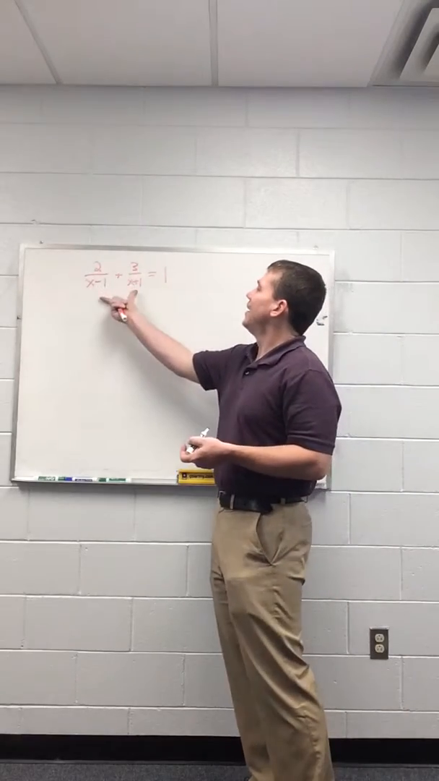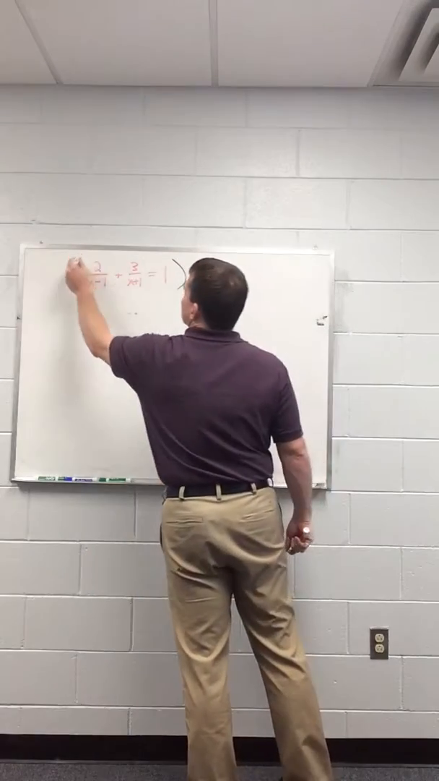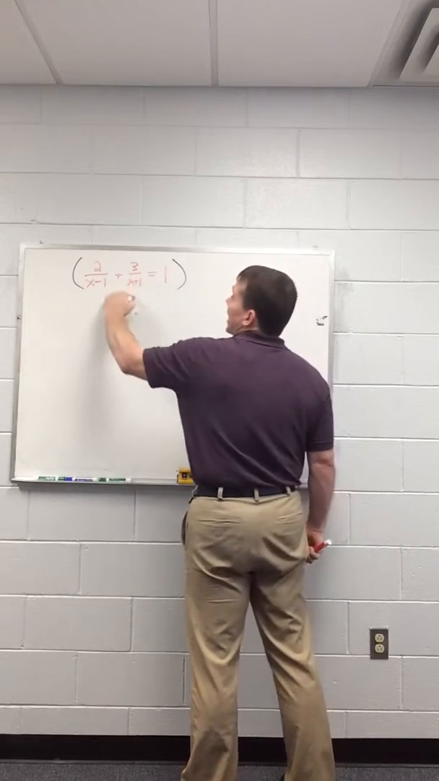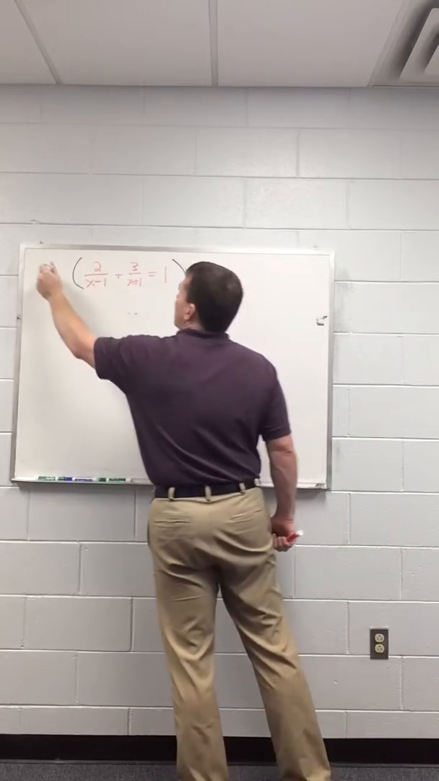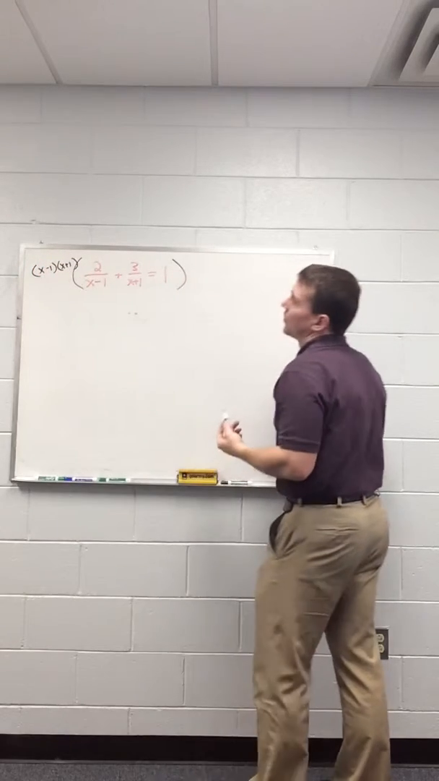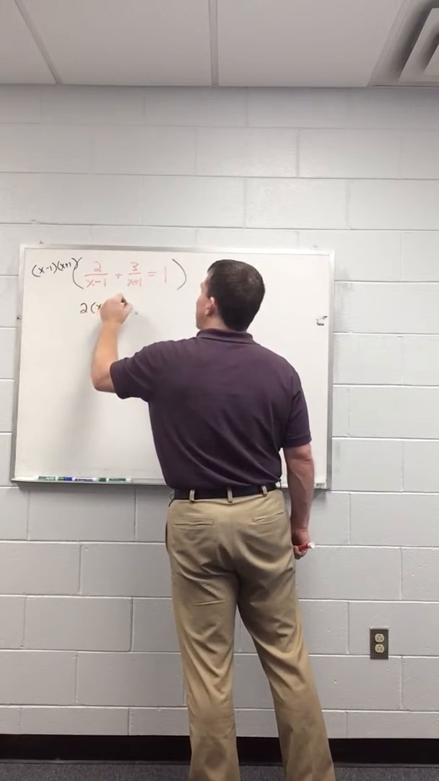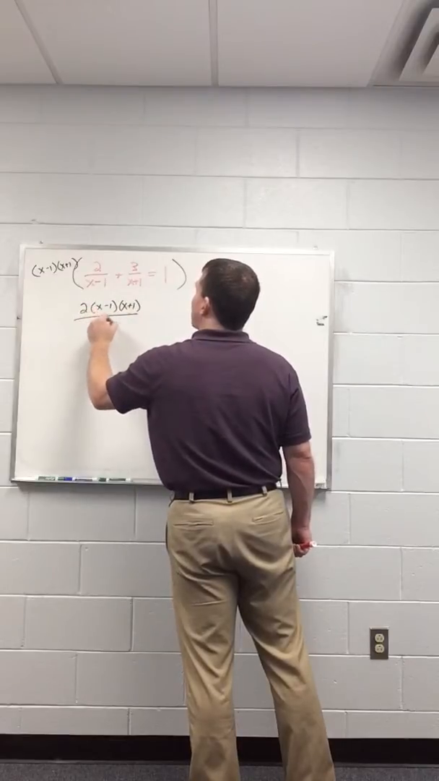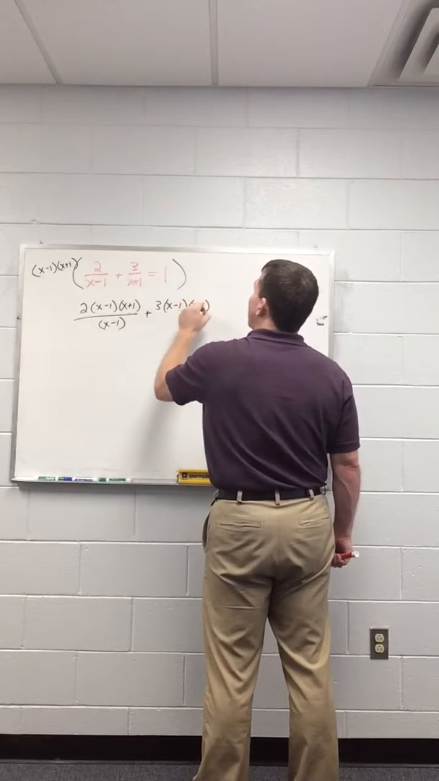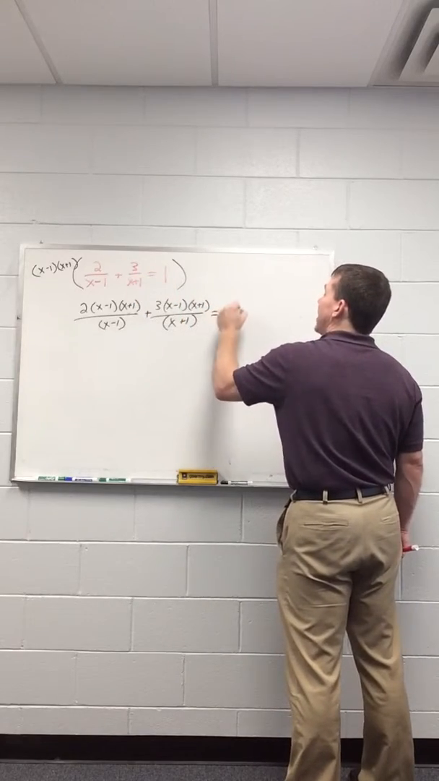Again, I have rational expressions with x's in the denominator, so I'm going to multiply by the LCM. In this case, I have an x minus 1 and an x plus 1, so just like when we were adding and subtracting fractions, I multiply those together, and my LCM is x minus 1, x plus 1. Now when I multiply, I get 2 times x minus 1, x plus 1, all over x minus 1, plus 3 times x minus 1, x plus 1, all over x plus 1, equals 1 times x minus 1, x plus 1.